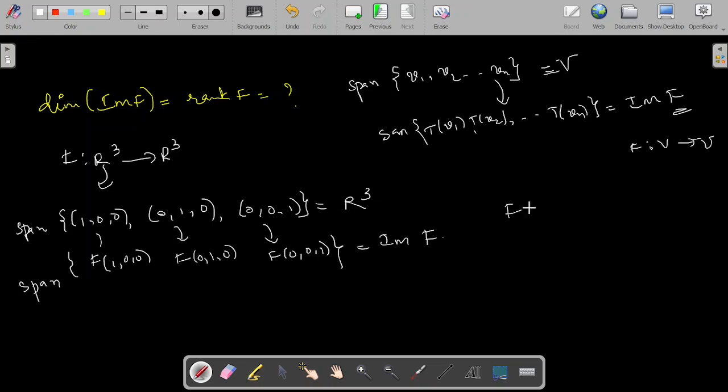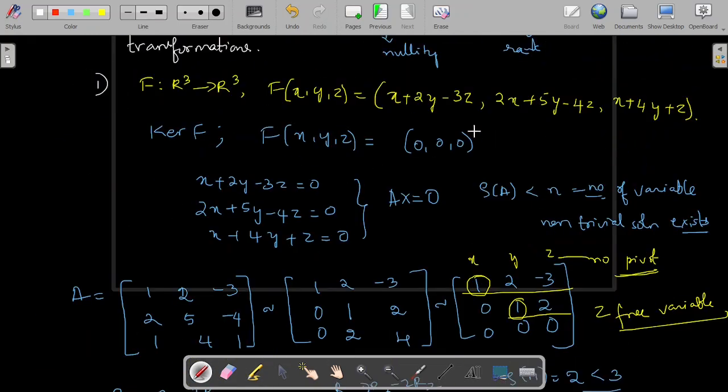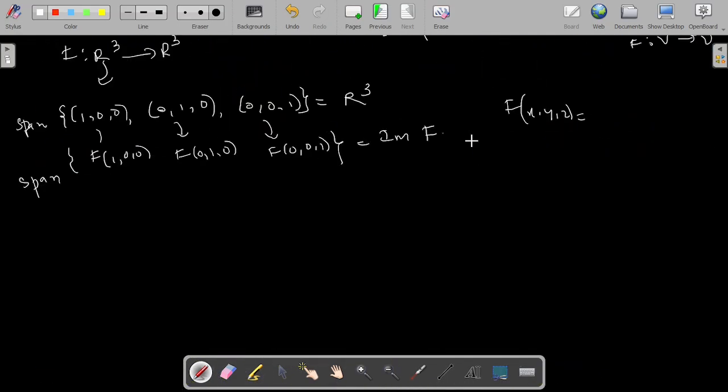So what is the transformation? F of x, y, z equal to, the transformation given here is this. I will write here once again: x plus 2y minus 3z, then 2x plus 5y minus 4z, and x plus 4y plus z. This is the transformation.